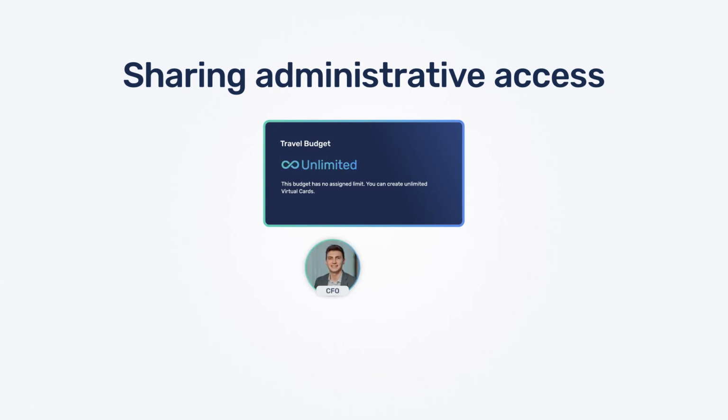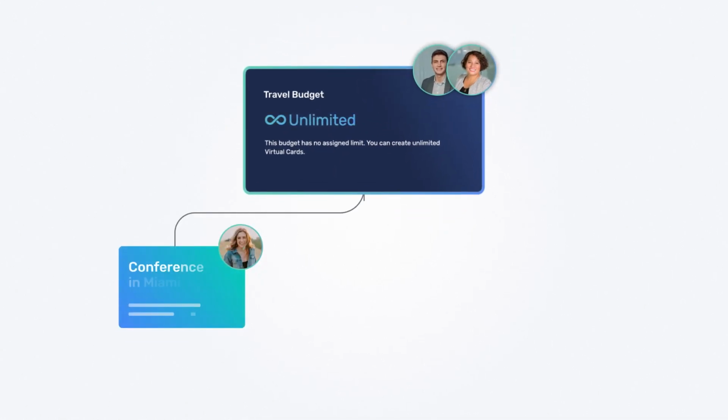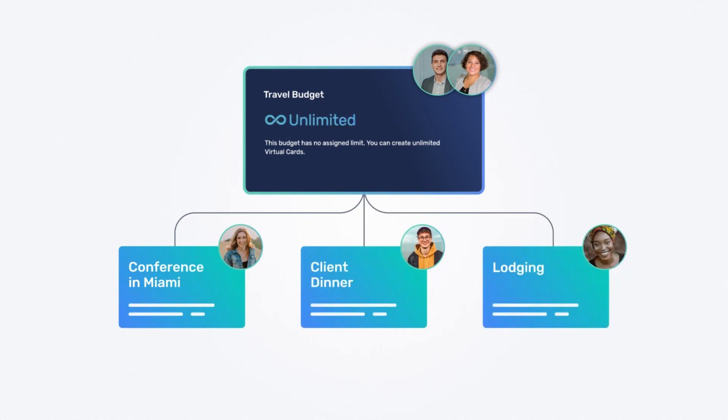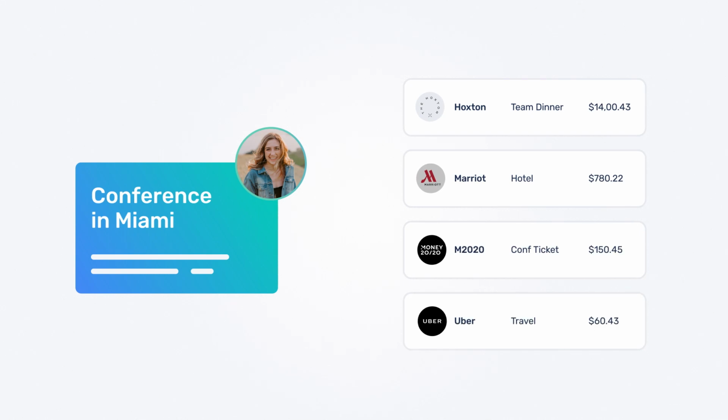Next, we have shared administrative access. Does more than one person manage your virtual card program or a specific department spend? Let's say 2 people oversee travel expenses for your company. You can create a travel budget and share it with both of those people. This way, they can share in the creation, update, and approval of all virtual cards within that budget. And while they're co-managing these cards, you can still see every virtual card created and all card transactions within the budget.